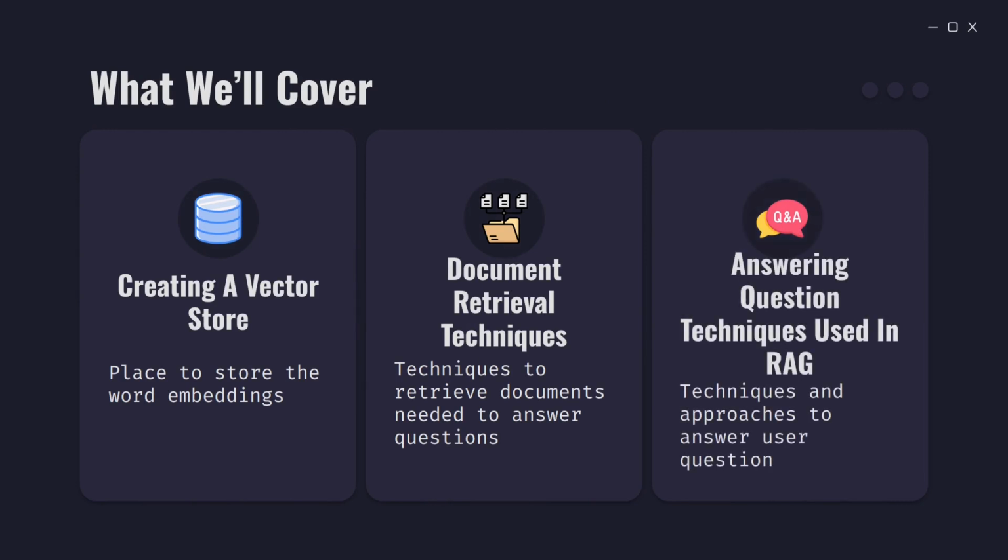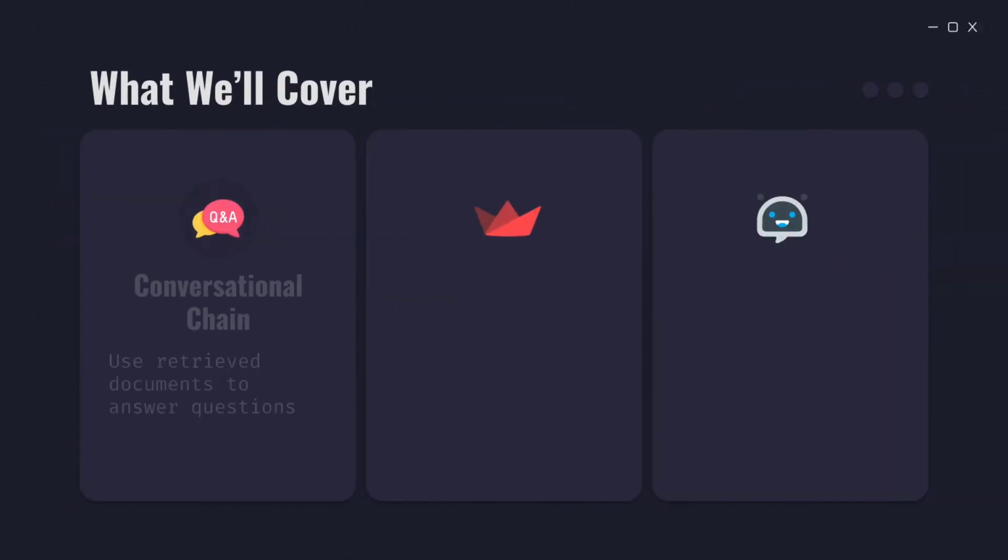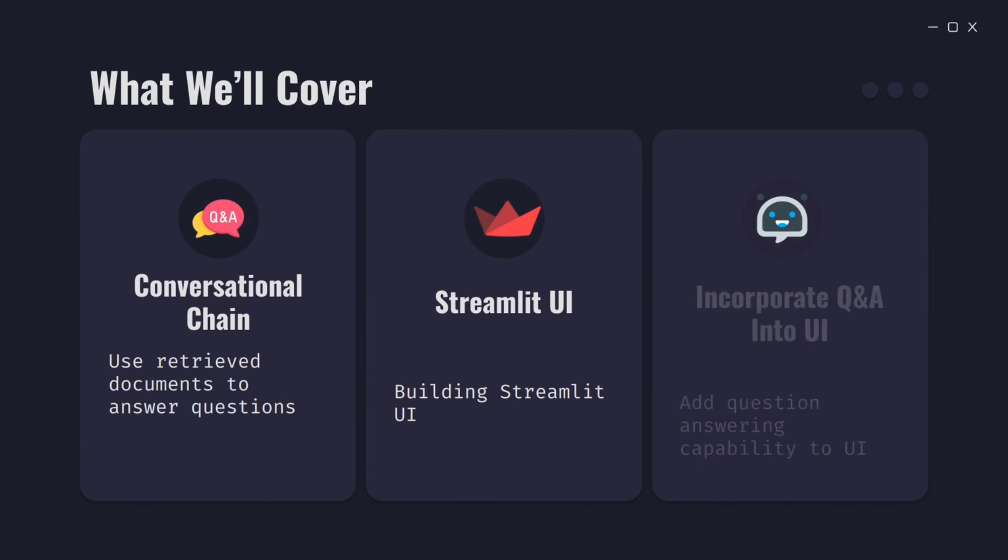We'll then move on to question answering techniques used in retrieval augmented generation. We'll also look at the conversational chain, which handles the conversation ability of the chatbot. We'll look at Streamlit, which is basically the UI of the application. And then finally, we'll combine the conversational chain with the UI in Streamlit, and we're going to get a chatbot. So that's basically what we're going to cover in this video.